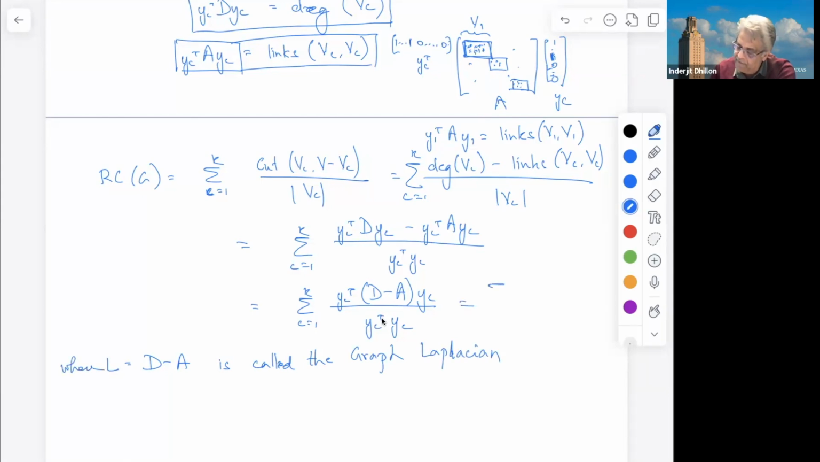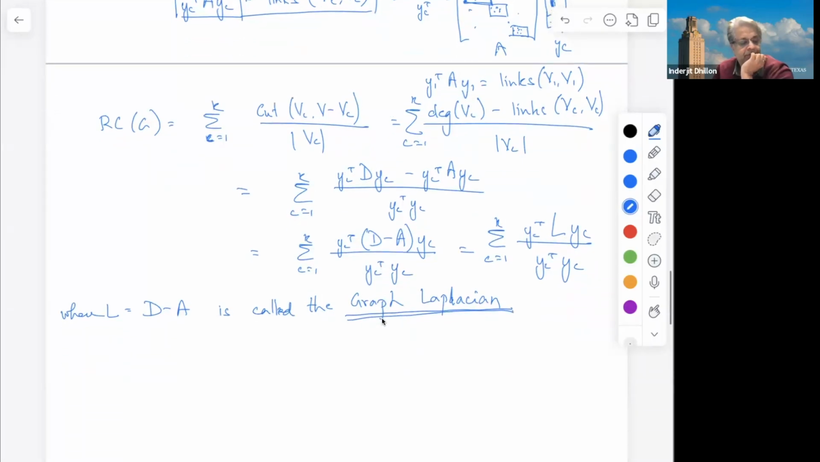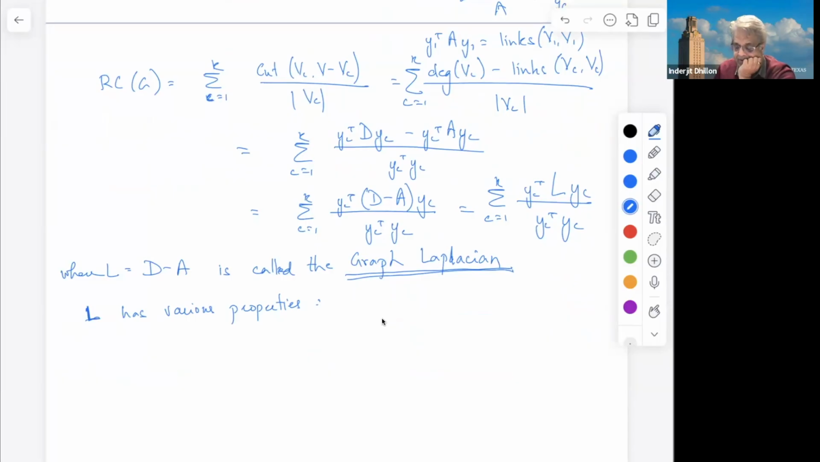I can write this as YC transpose L YC divided by YC transpose YC. And this quantity is actually quite important. Okay, and L has various properties. Let's see, maybe I'll just list out a few of the properties.